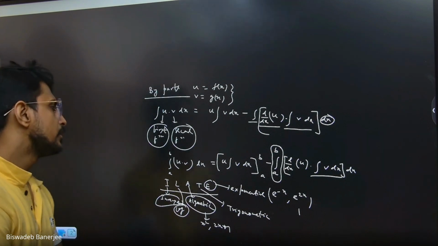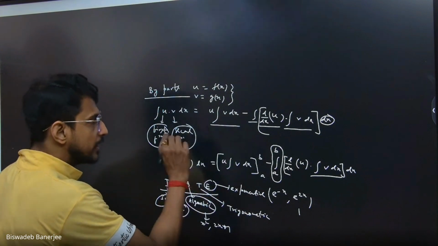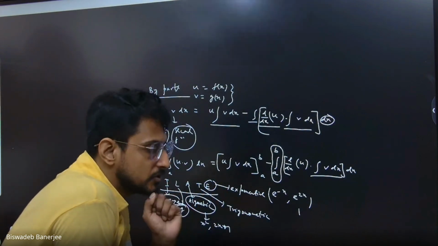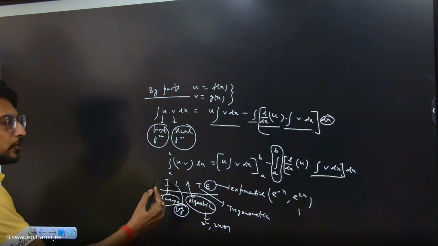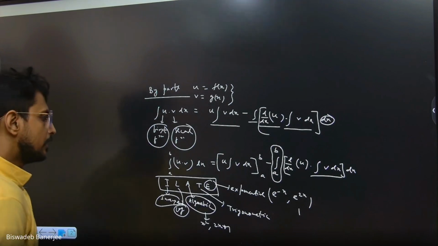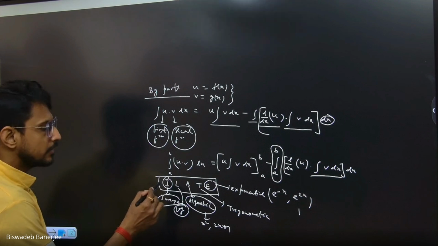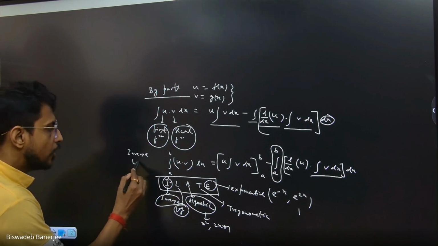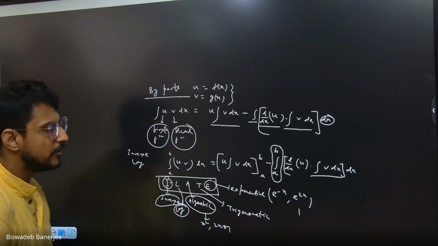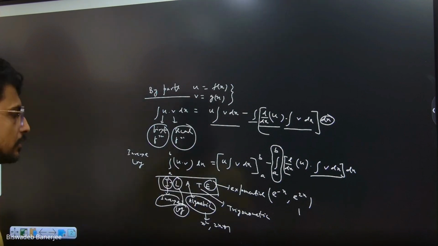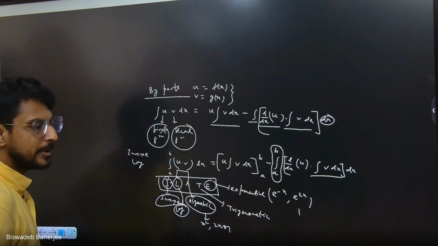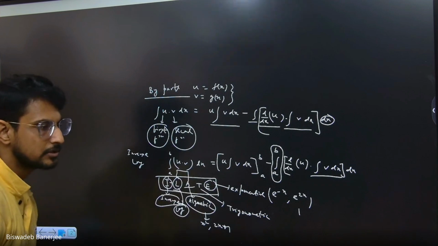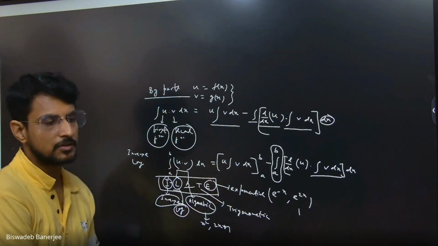And always remember, we always integrate over the second function, not over the first function. By this rule, you can easily choose the first function and second function. Suppose we have an inverse function and a log function. In that case, the inverse will be the first function and the log will be the second function. If we have a log function and an algebraic function, we shall take the log as the first function and the algebraic as the second function. So in this order, first and second functions are selected.